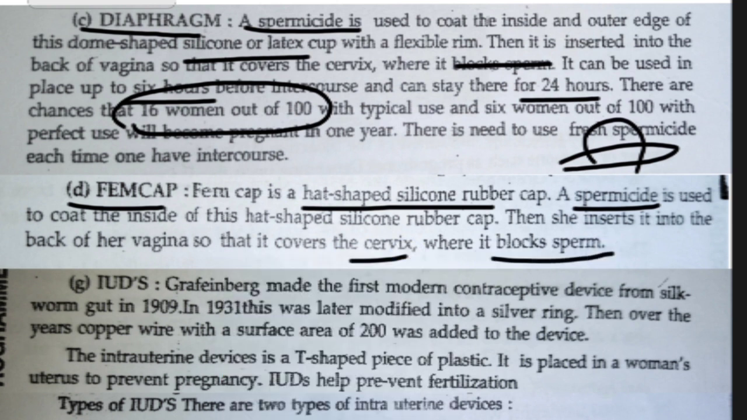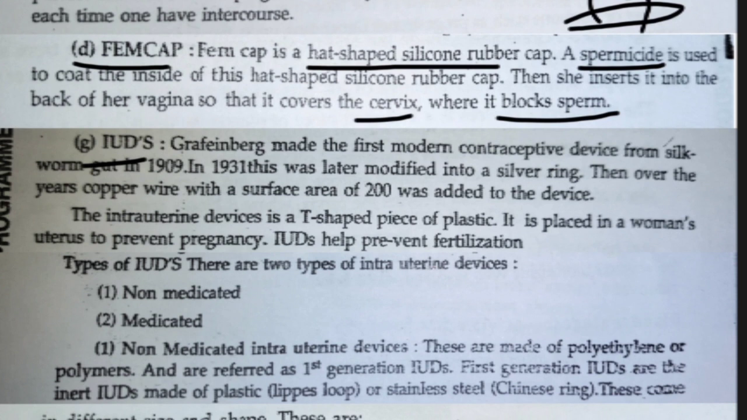And next we have IUDs. IUD stands for intrauterine device, which is a T-shaped plastic device, and it was first discovered by Grafenberg. He discovered it using silkworm guts, later it was converted to a silver ring, and now we are using it with copper wires.